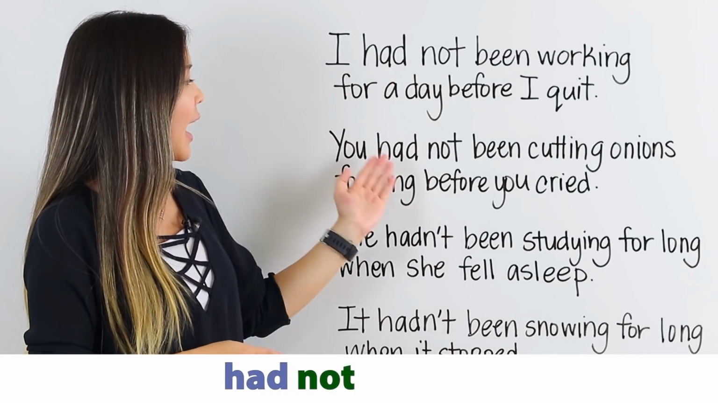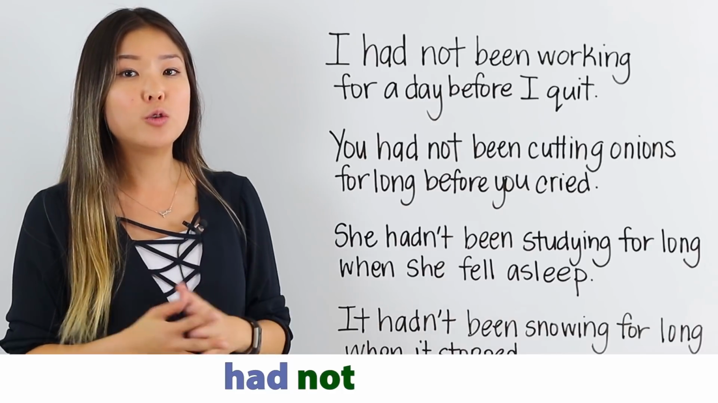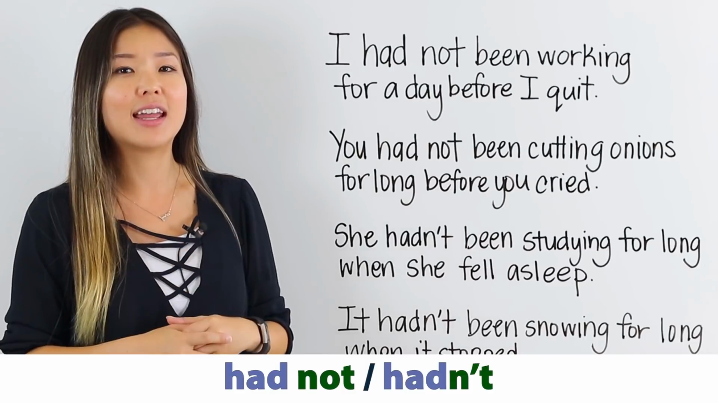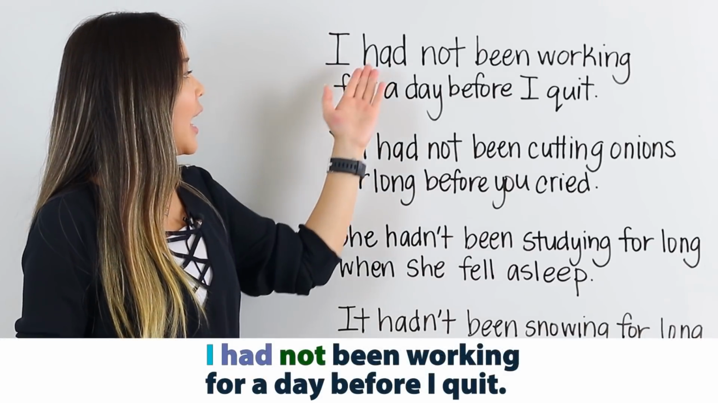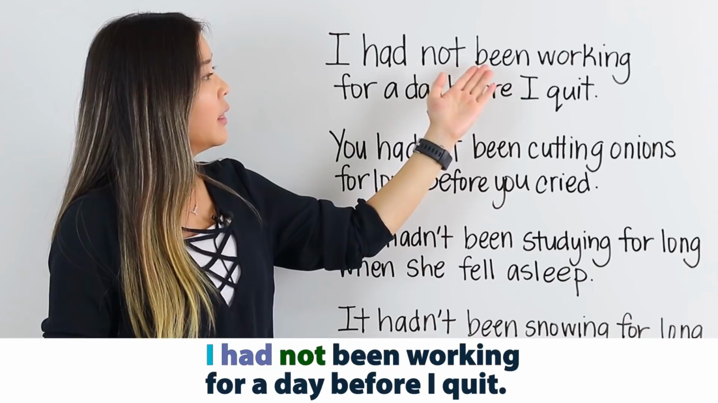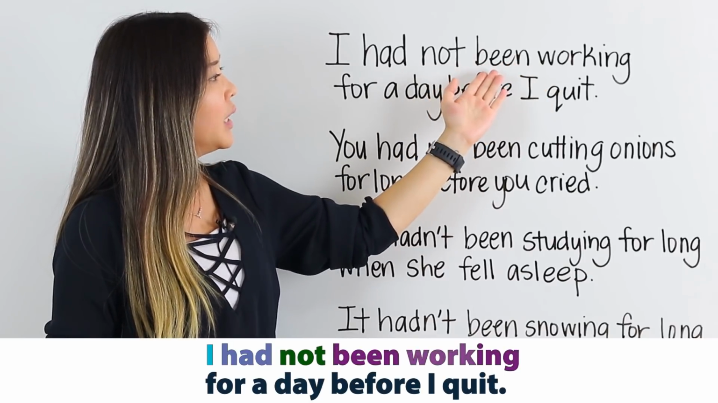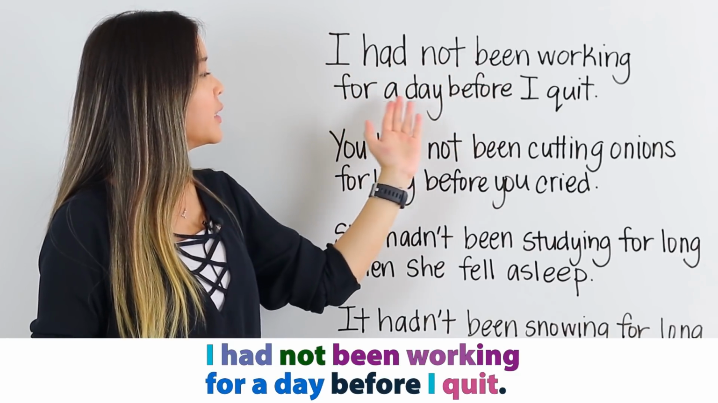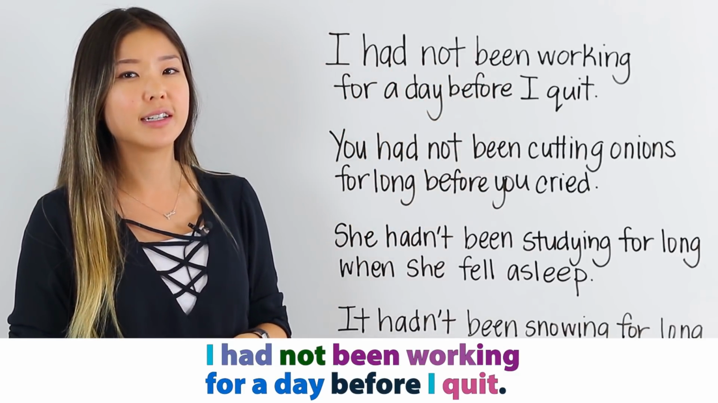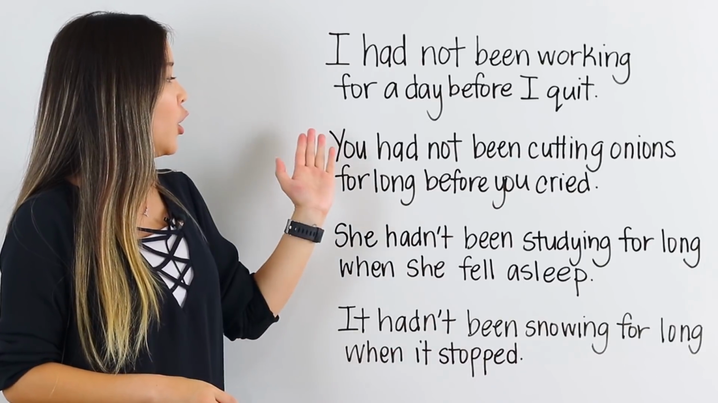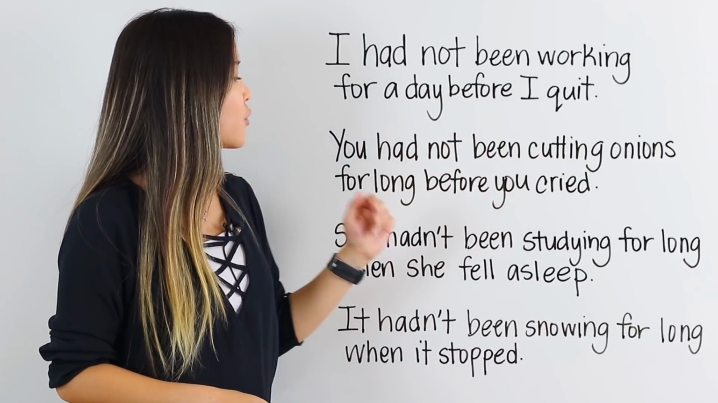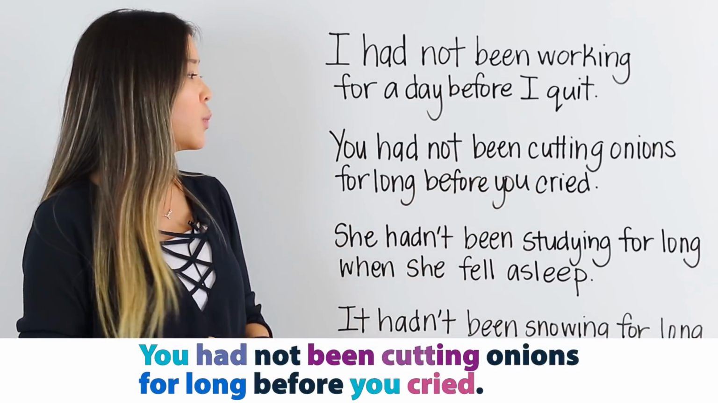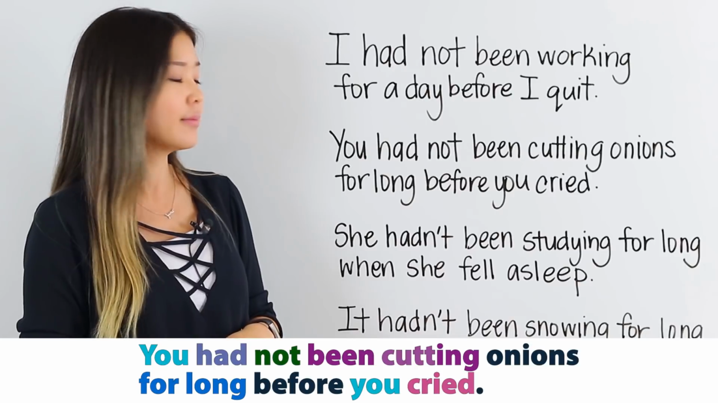Had not, had not. Or you can use the contraction hadn't, which is a combination of had and not together. I had not been working. The rest of the sentence is the same. Been, verb, ing. I had not been working for a day before I quit. The next sentence says, you had not been cutting onions for long before you cried. Again, the not goes between had and been.